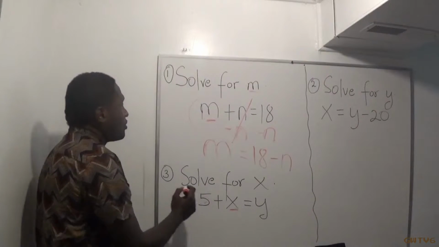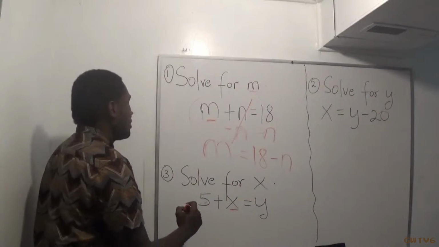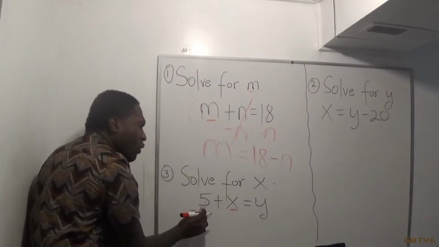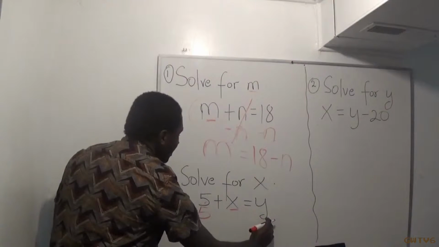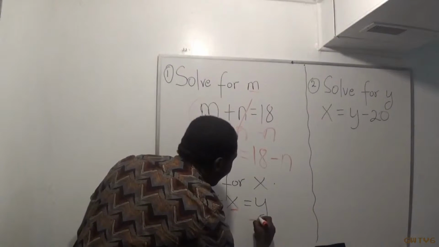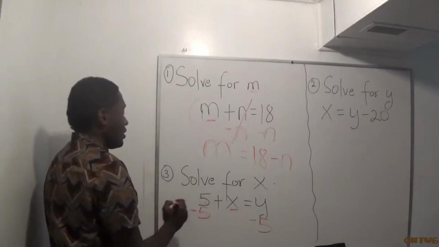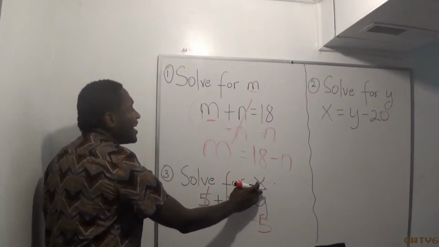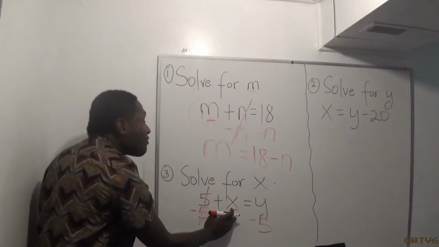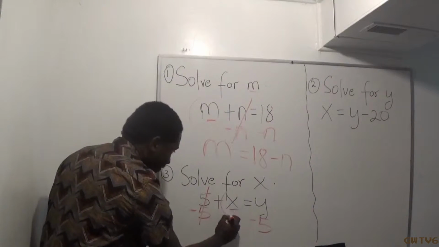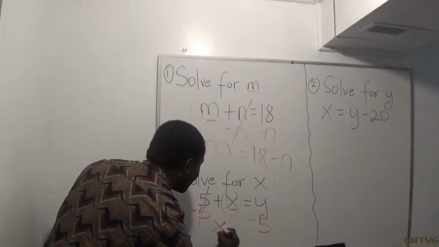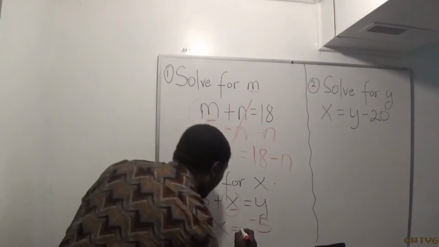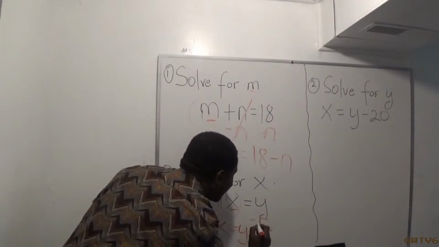It's a positive. To get rid of it, I know I always do the opposite. So I'm going to have to minus the 5. But whatever I do on one side, I know I have to do the same thing on the other side. So I minus 5 on this side also. The 5's will cancel. So now I have the x that I'm being asked to solve for by itself. So I have my x equals what? Whatever this is, which is y minus 5.